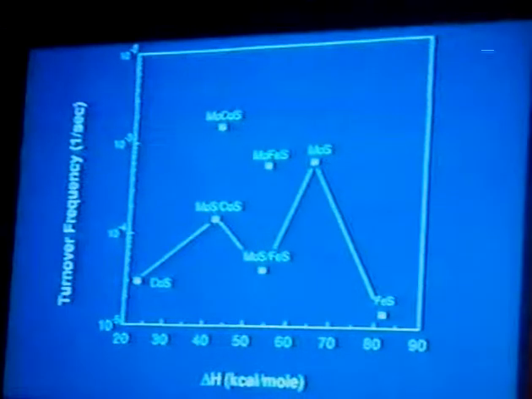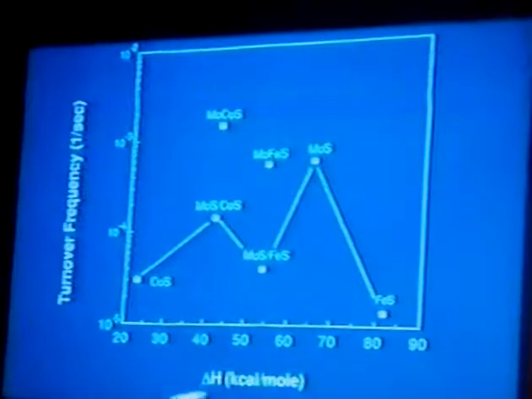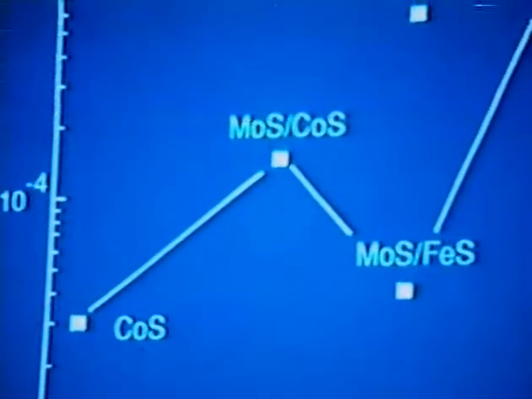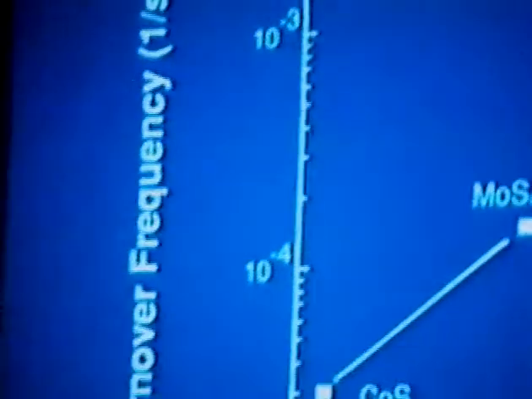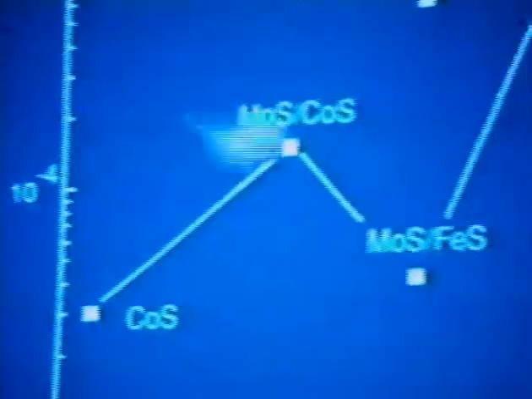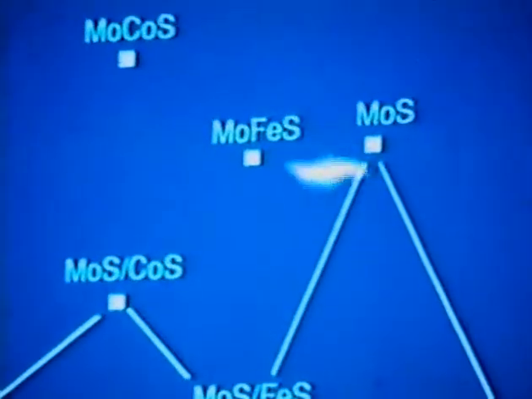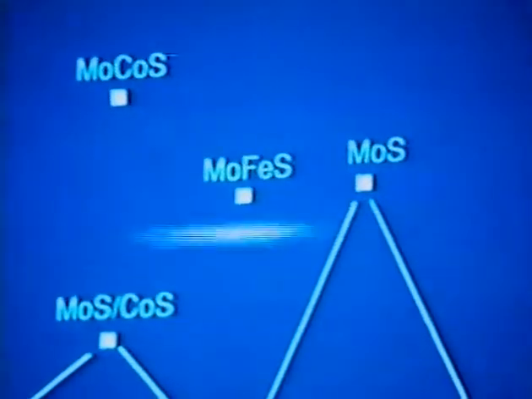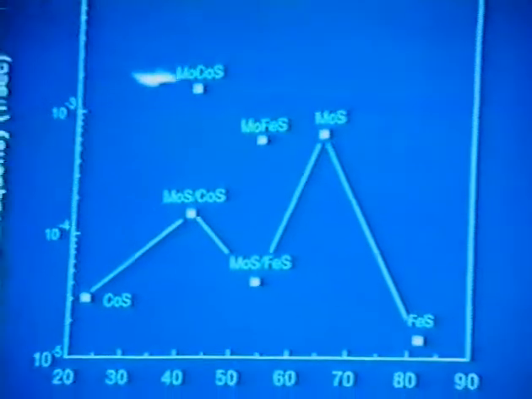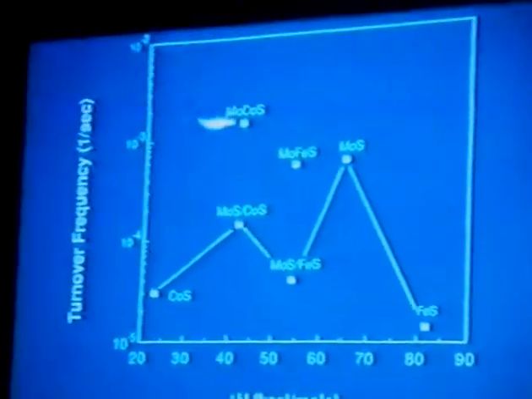An interesting way of reporting this information is the turnover frequency as a function of the heat of formation of the bulk metal sulfide. Here for the bimetallic systems, we've taken an average of the heats of formation for the individual monometallic sulfides. As you can see, there's not a real clear trend here, except that the molybdenum sulfide has a somewhat higher activity. Now, when we include the results for the bimetallic system, we see somewhat of a drastic increase in our intrinsic activity.